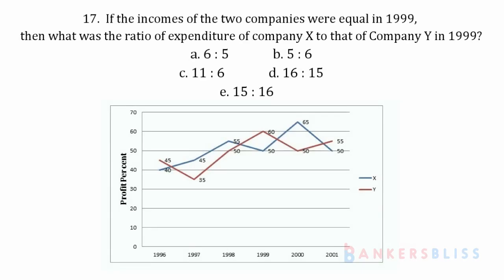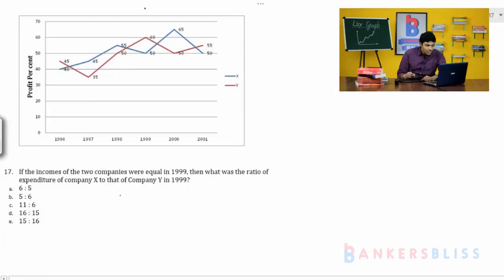Let's go to the next problem, problem number 17. If the incomes of two companies were equal in 1999, then what was the ratio of expenditure of company X to that of company Y? So they are asking us to calculate the expenditure and they are telling that incomes are the same. So the income of X is equal to the income of Y in 1999.